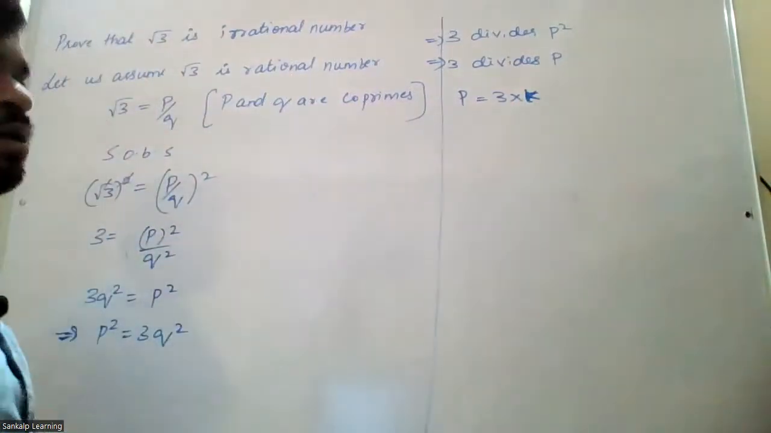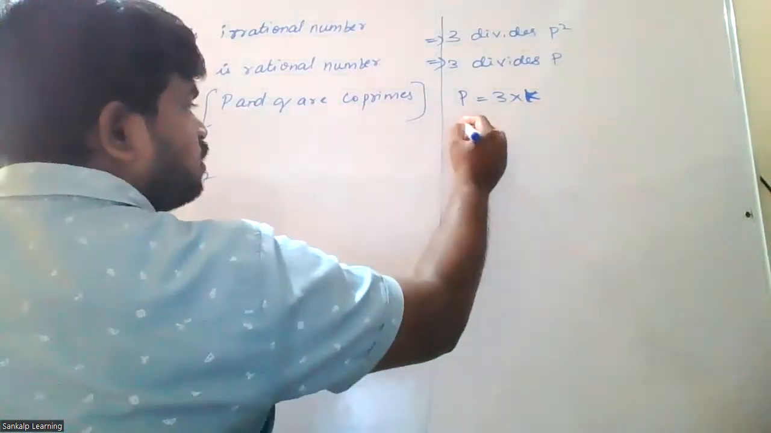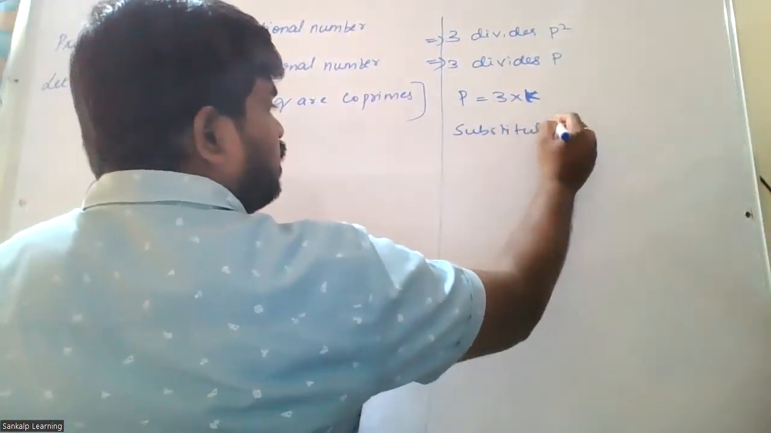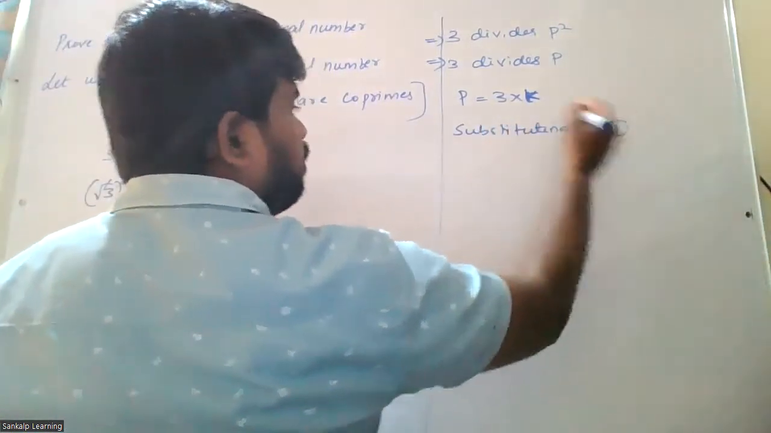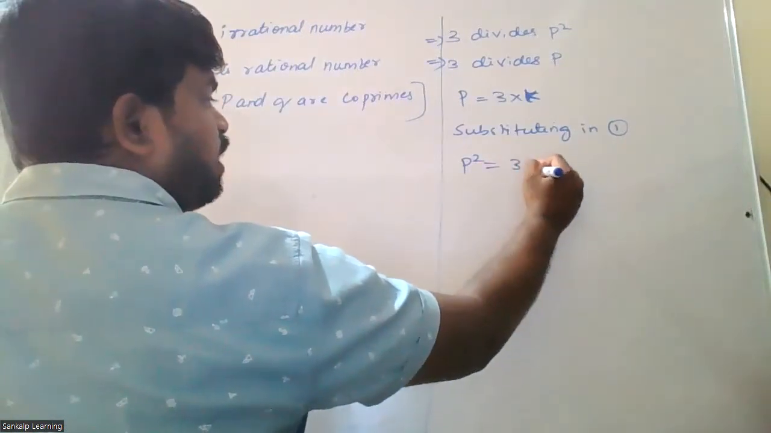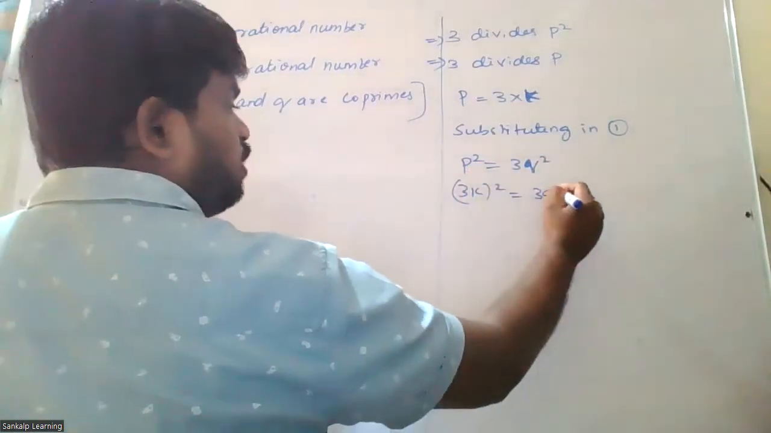Okay. Now substituting this in equation 1. The above result in 1 is P is equal to 3Q square. So P is 3K. 3K the whole square is equal to 3Q square.